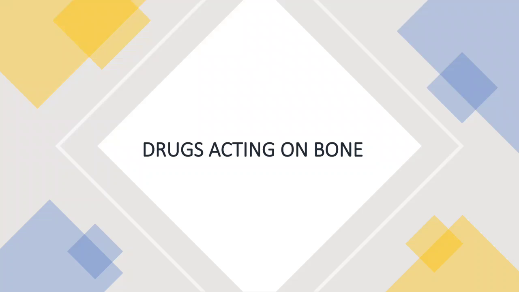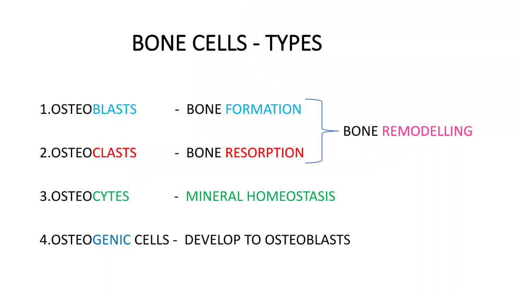Hi friends, today our topic is drugs acting on bone. There are mainly four different types of cells present in bone tissue. They are osteoblasts, osteoclasts, osteocytes and osteogenic cells.